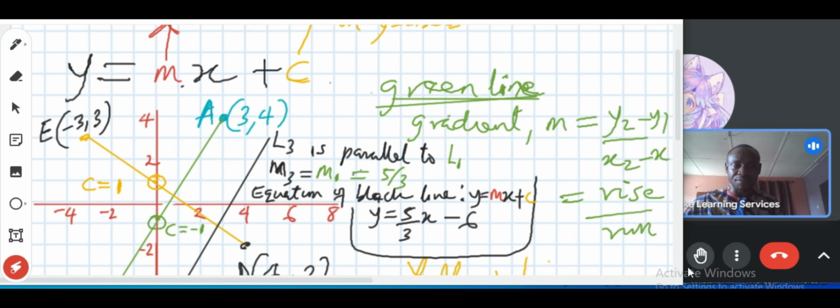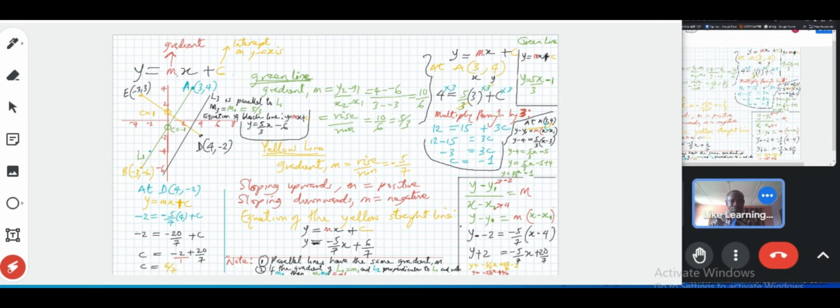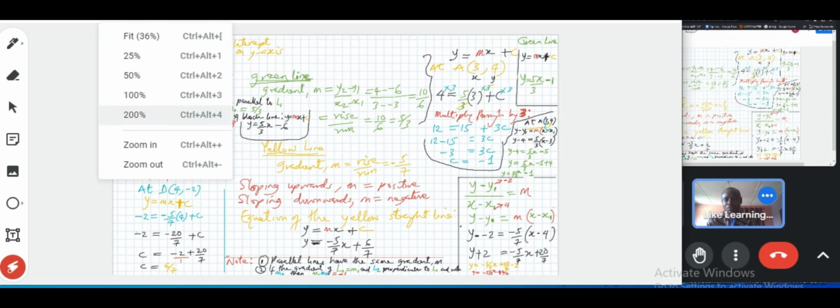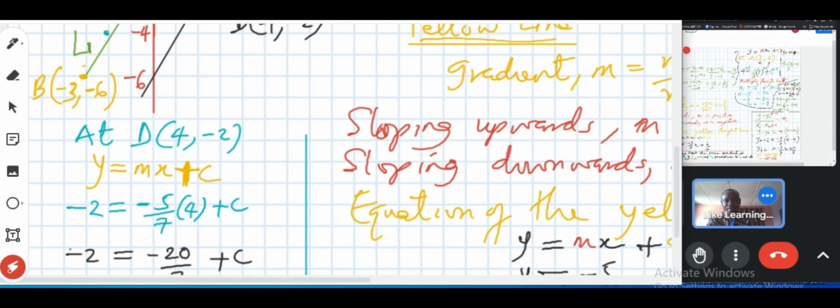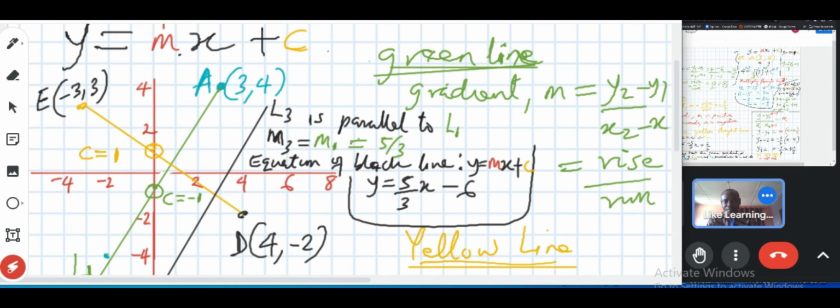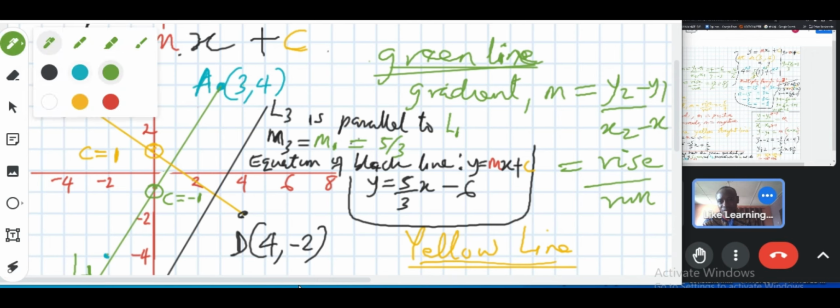I hope you are still there. Okay. Now, if we have another line which is perpendicular to the green line, did you hear me? We have another line this time around. It is perpendicular to the green line. I'm going to draw it with blue. It's going to just be perpendicular to the green line.